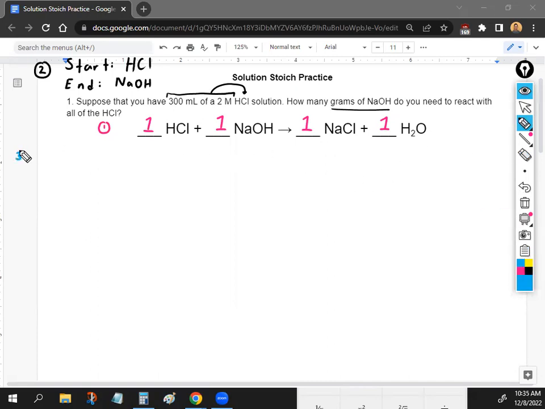Okay, step 3, what we're going to do is use our numbers right here. So let's copy down the numbers. Our volume is 300 milliliters. Our molarity is 2 molarity. And you're going to use the molarity equation right here in order to find moles. That's step 3. Step 3, we're finding moles.